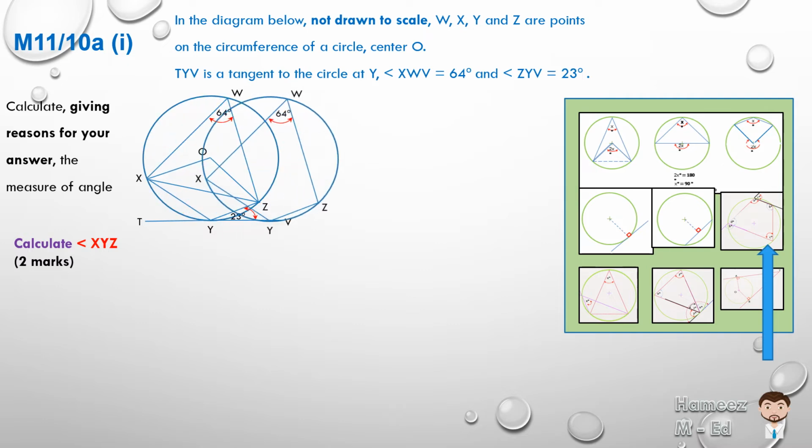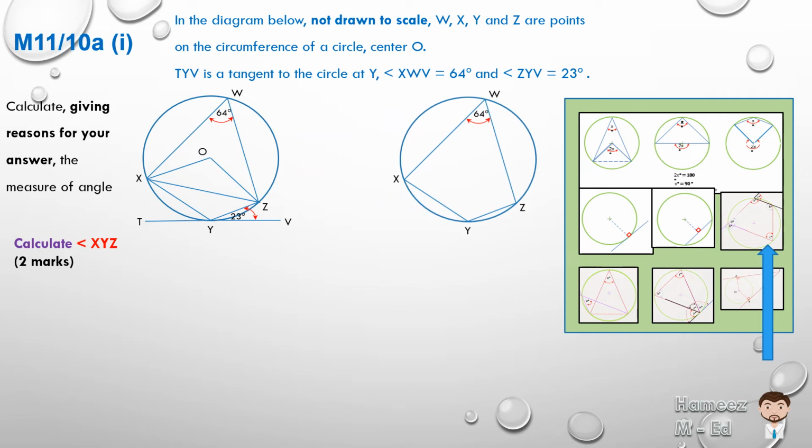So let's extract that cyclic quadrilateral and let's recall what the theorem is. The theorem for cyclic quadrilaterals says the opposite angles in a cyclic quadrilateral are supplementary. And what does that mean? It means that if we look at the angle on top, XWZ, the angle at W, plus XYZ, the angle at Y, that will be equal to 180 degrees.